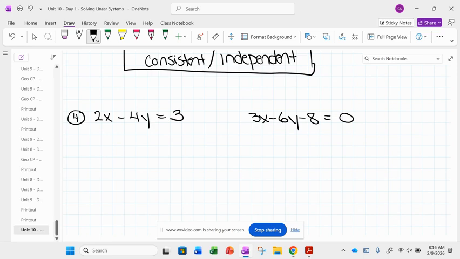How many people are choosing to solve this through elimination? How many people chose substitution? Okay, I would think elimination is a little bit easier.